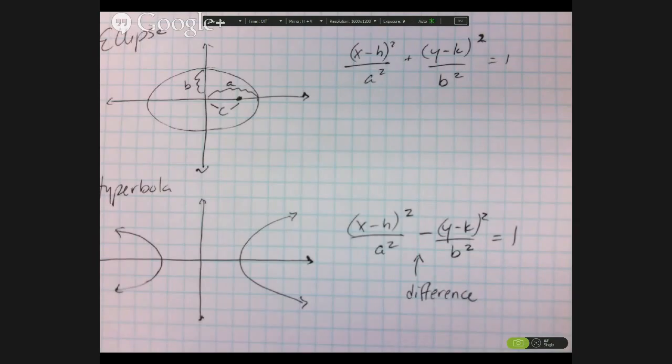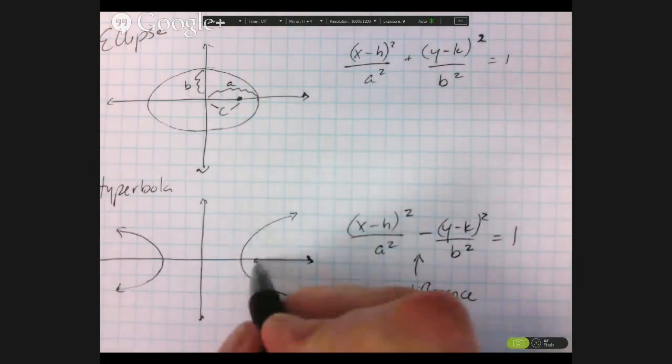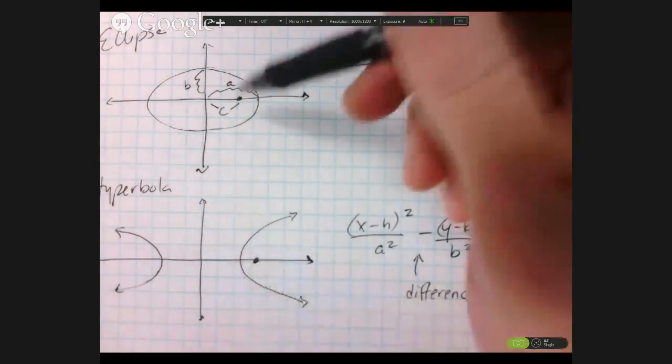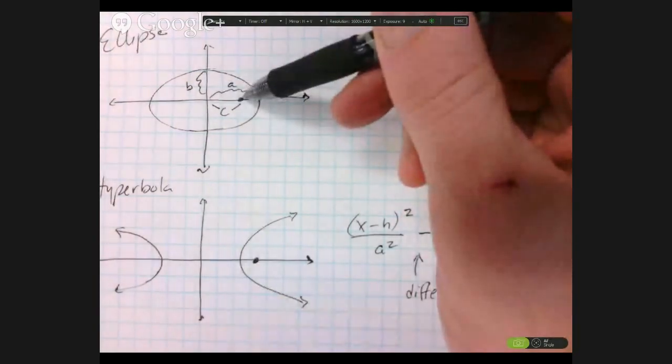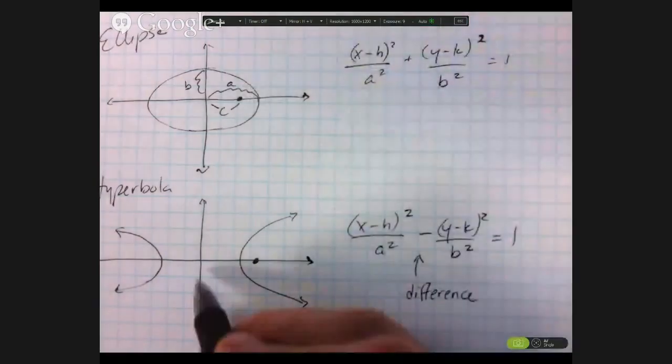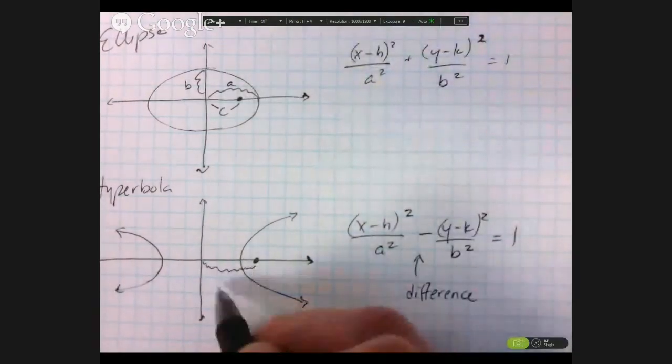Now, getting A, B, and C in these is very similar to an ellipse. C is the distance from the center to the focus, correct? All right, do you think it might be the same in a hyperbola? Yeah, mathematicians actually did something that makes sense.